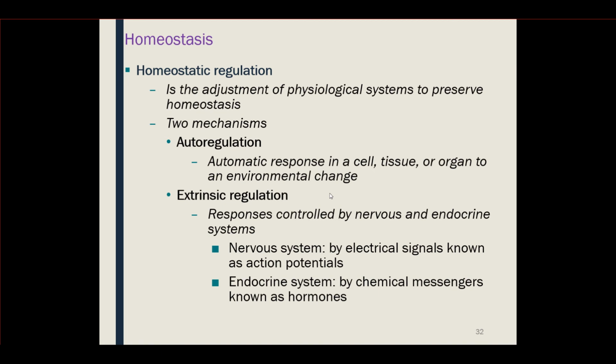However, if the nervous system or the endocrine system are called in to do the regulation, that we call extrinsic regulation. This is responses controlled by the nervous system and the endocrine system. The nervous system is going to send out nerve impulses, known as action potentials, and the endocrine system puts out chemical messengers known as hormones. These action potentials and hormones will reestablish homeostasis. So with extrinsic, the key is that the nervous system and the endocrine system are kicking in.